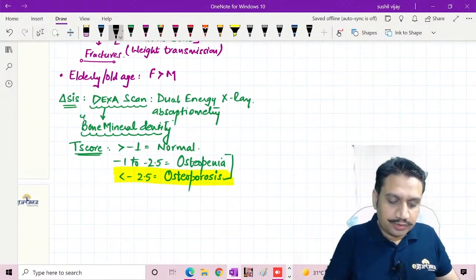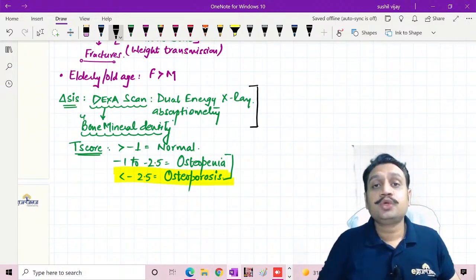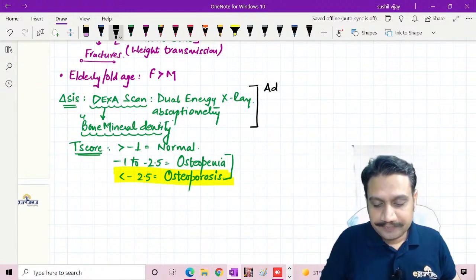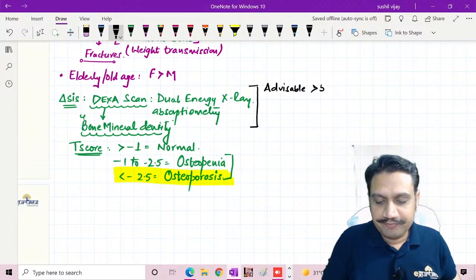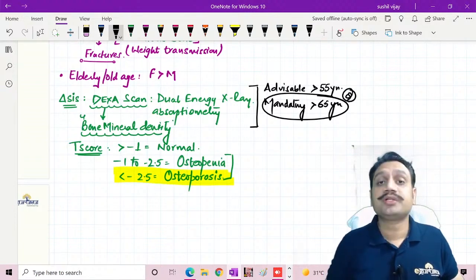They often ask you this question: to whom should we advise a DEXA scan? See, it is advisable to every female above 55 years. But it is mandatory for any female above 65 to get a DEXA done, right? This is the mandatory age. This has been your question, right?